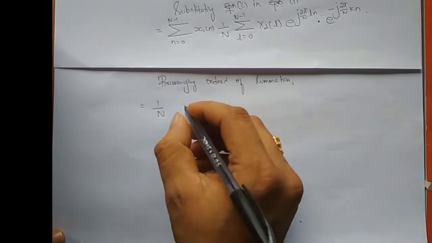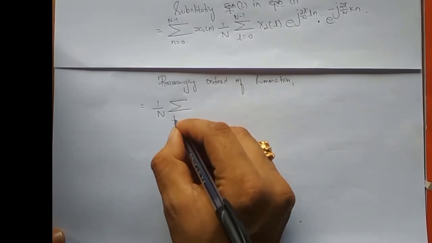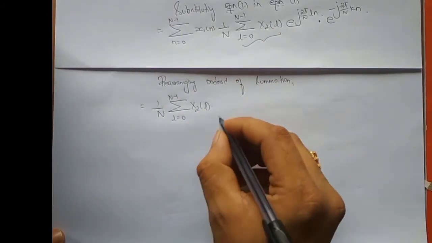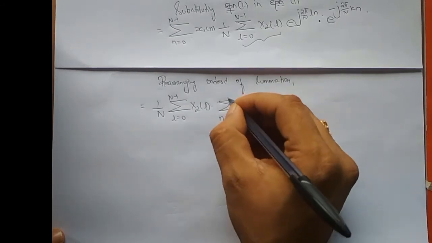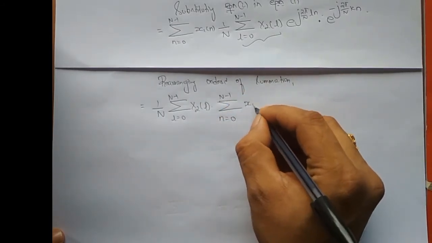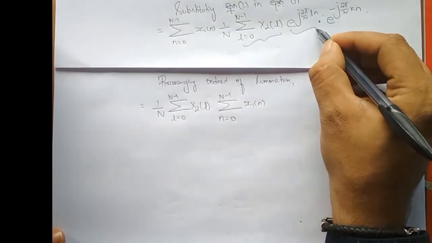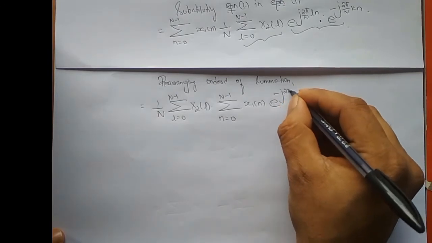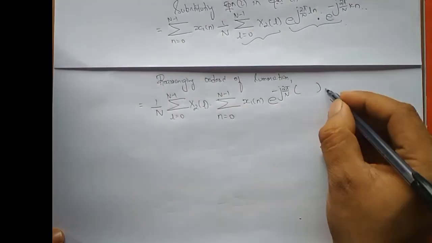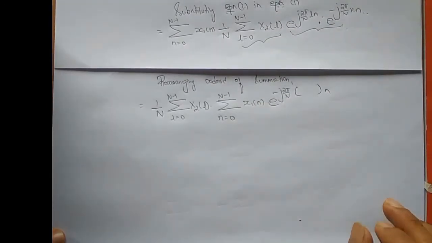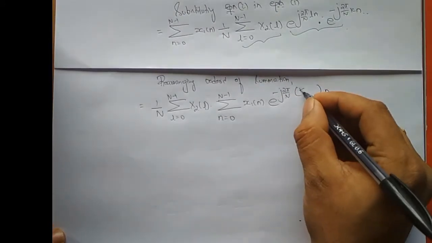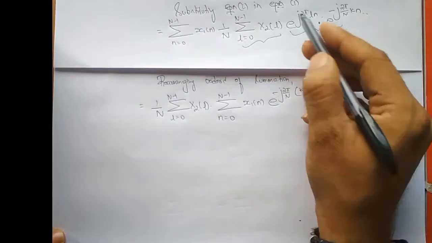I'll write 1 by N first, and take summation L varying from 0 to N minus 1. X2 of L, into the left out term, summation n varying from 0 to N minus 1 of x1 of n, and I have two exponentials, and I can take a few terms common. So I'll take e power minus j 2 pi by N into n common. What is the left out term? It is e power minus j 2 pi by N into k, and minus into minus is plus, it is L.